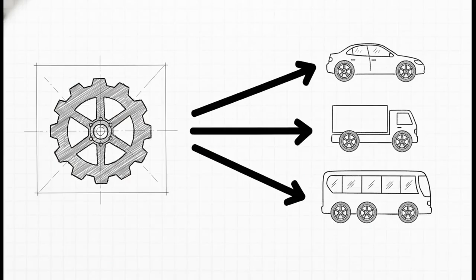The other monster benefit is reusability. I mean, this is a game changer. Once you've spent the time to design a really good wheel object, you don't have to reinvent the wheel every single time. You can use that exact same wheel blueprint for a car, a truck, a bus, whatever. This build once, use everywhere philosophy saves a staggering amount of time, and it keeps everything consistent.